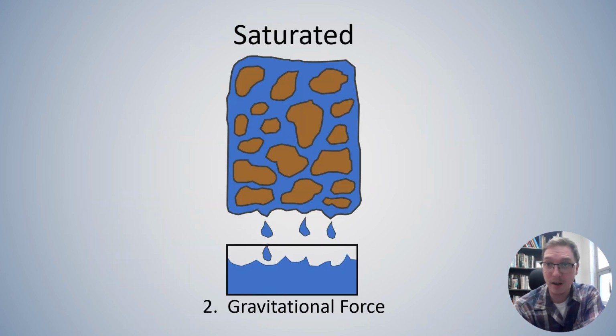Now, saturated conditions are those where you have water filling all of the pore spaces within your soil and gravity is moving that water away. So we'll see saturation in comparison to its two other states of soil moisture here in just a couple of slides.